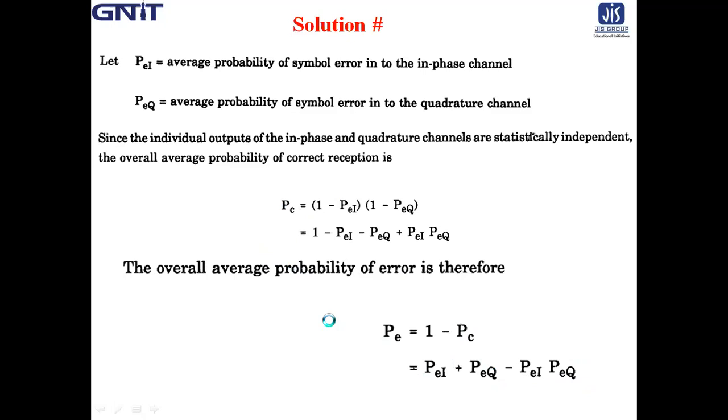So as their outputs are statistically independent, their total average probability of error is 1 minus the probability of correct decision, which is the product (1 − PeI)(1 − PeQ). In that way, you can easily prove the problem. So let us stop here. This is all about QPSK.